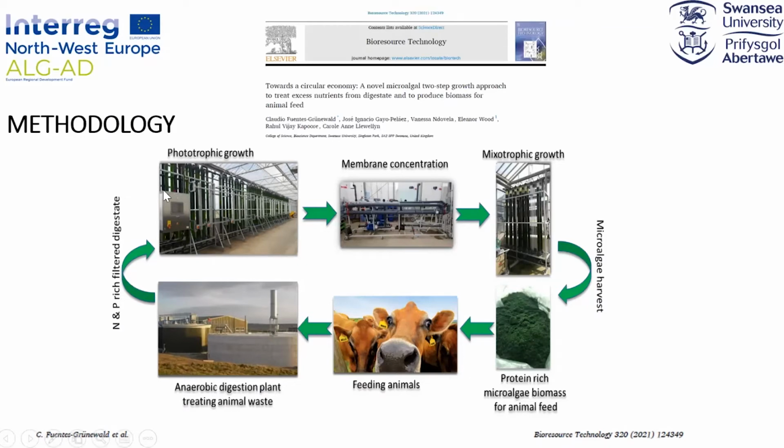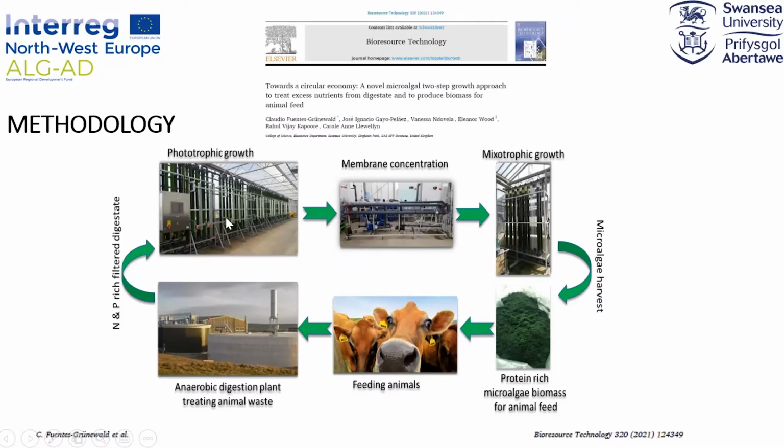This is the reactor. After that, when we reach the desirable density, we use membrane concentration again, with a different membrane. We have two membranes: we call one the dirty membrane, to treat the digestate, and the other the clean membrane, in order to concentrate the algae and to harvest the algae.